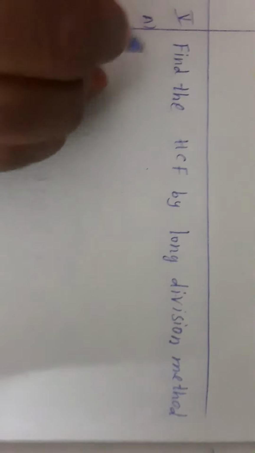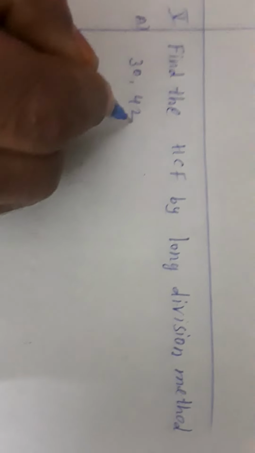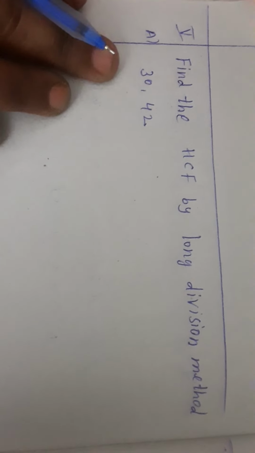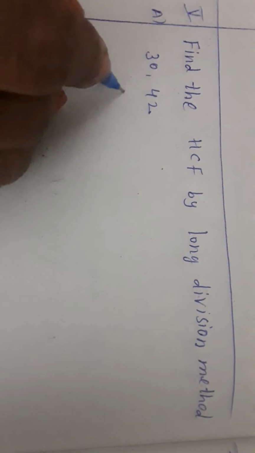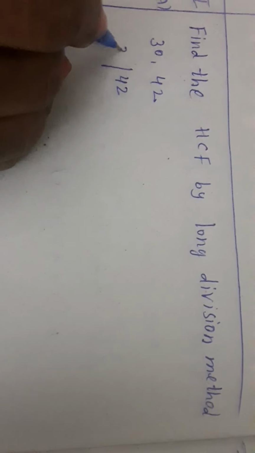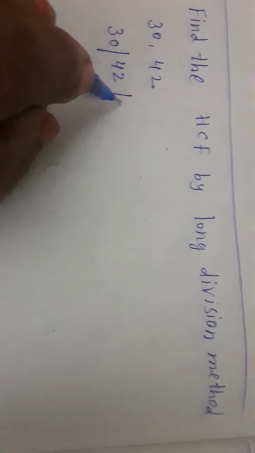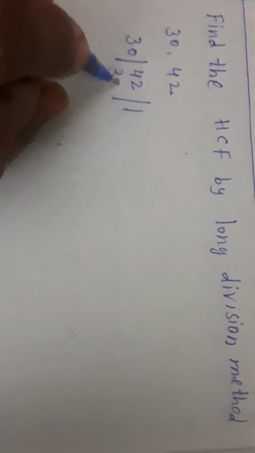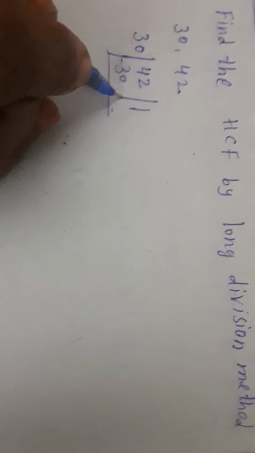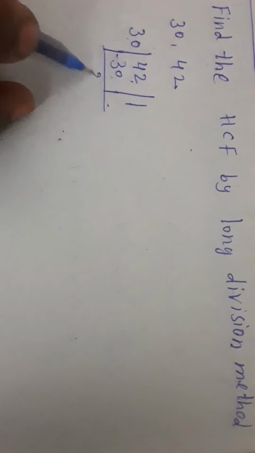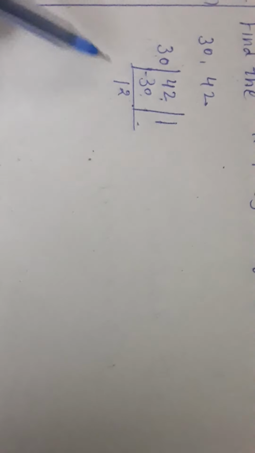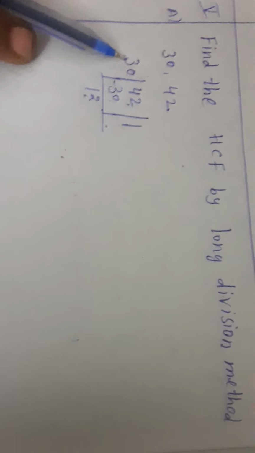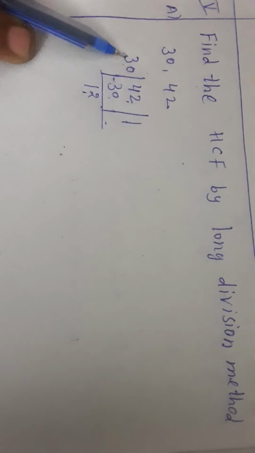Here is the first problem: 30 and 42. In this problem we have to divide 42 by 30. 42, 30. So 1 times 30 is 30. Then 2 minus 0 is 2 and 4 minus 3 is 1. This is our first remainder, and this is our first divisor, 30.